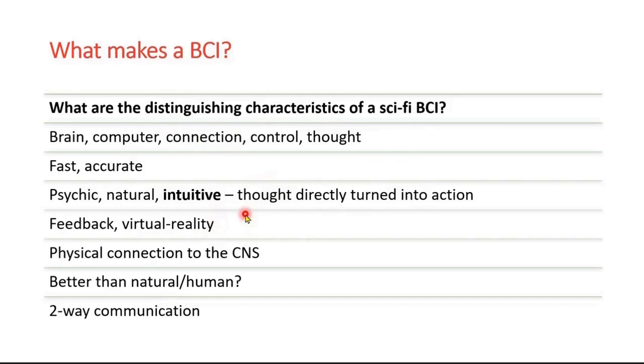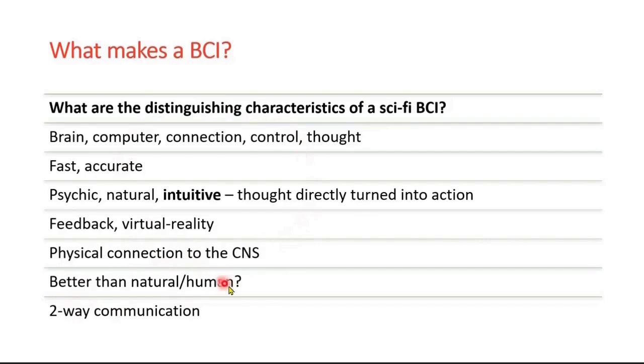You just think, and then your thought will be decoded into control signals, and then you can use those control signals to control those external applications. So we have feedback, some virtual reality, okay, maybe the movie Matrix, which also involves some kind of description of science fiction BCI. We also see physical connection to the central nervous system. The central nervous system is the entire brain, plus some nervous connections. So they have physical connection.